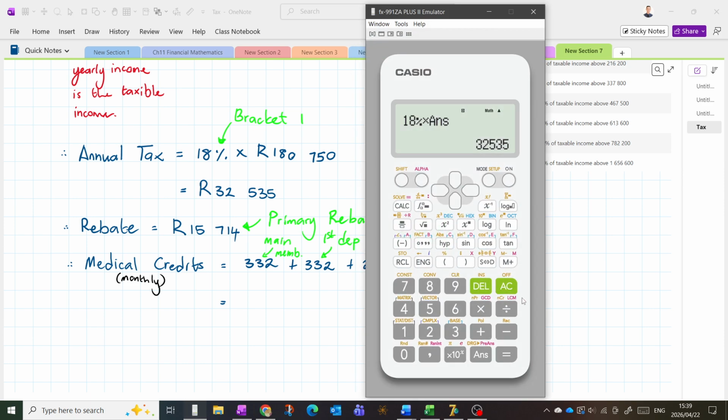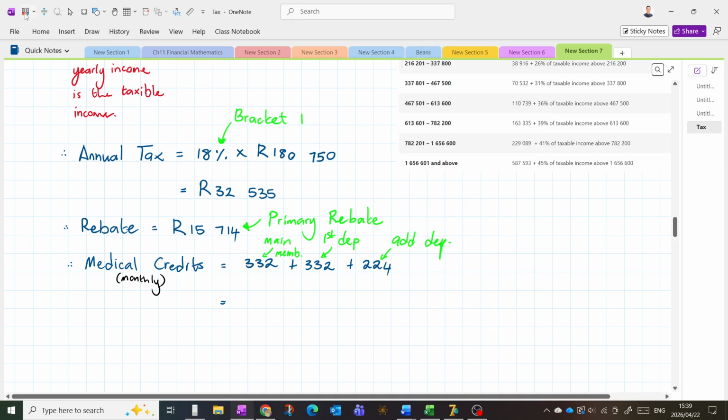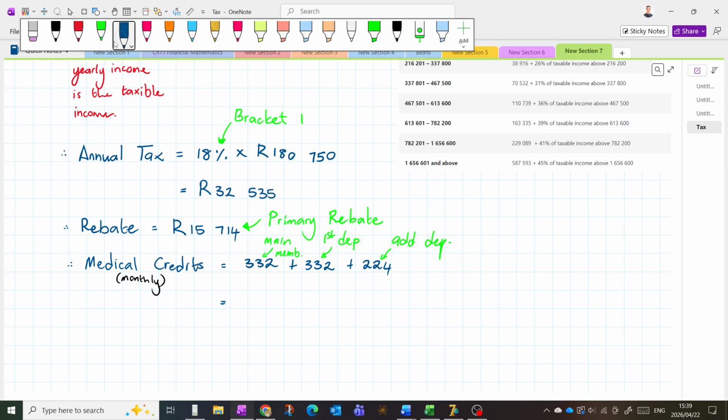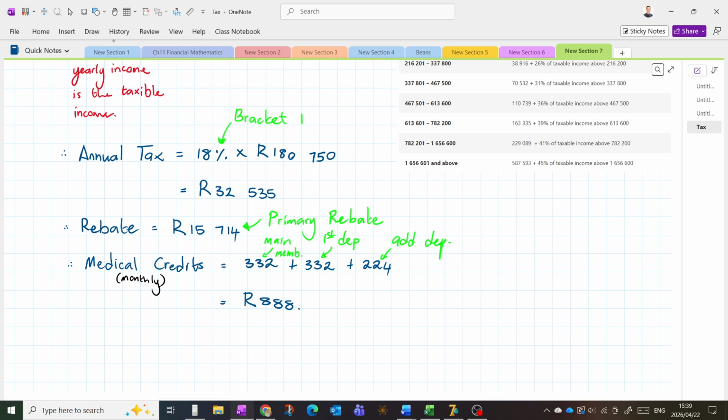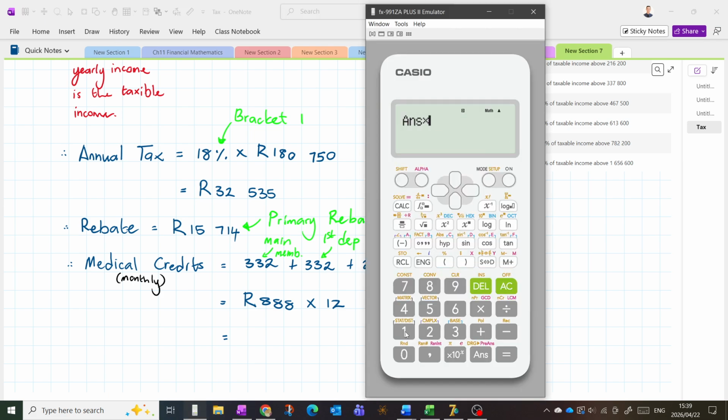So let's add those together quickly. 332 plus 332 plus 224. 888 Rand. So that is the relief she gets from her tax for being part of a medical aid. So annual, I'm not going to stop here. I'm going to times it by 12 already and see what her annual relief is: 10,656 Rand.